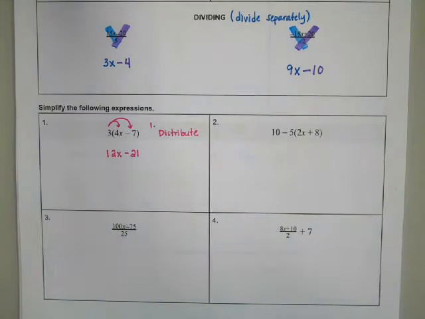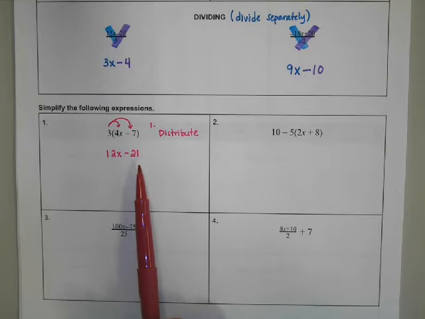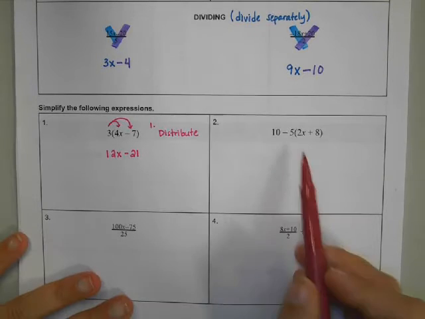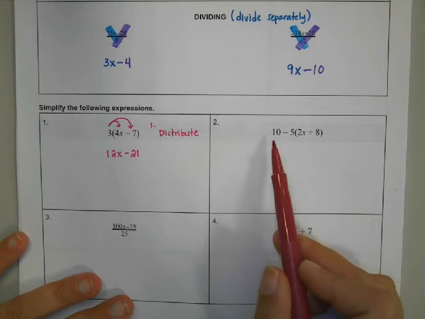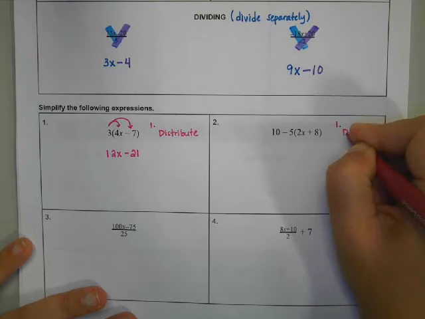Then I would ask myself, is there anything else I can do here to simplify? Well, there are no like terms, because this term has an x and this one doesn't, and there's nothing to divide, so I'm done. I've simplified this as much as I can. In problem number 2, which is a little bit different, I can see that it's a little bit longer of an expression. There's more stuff going on. I'm still going to start by distributing.